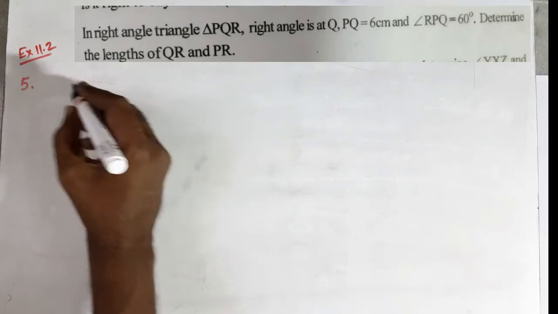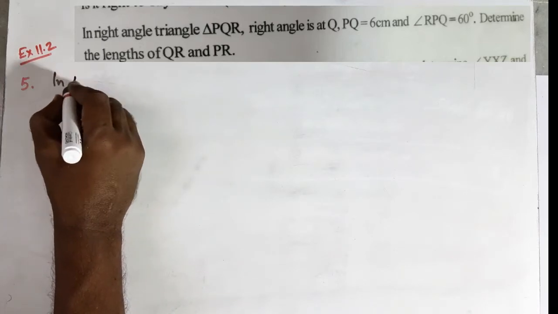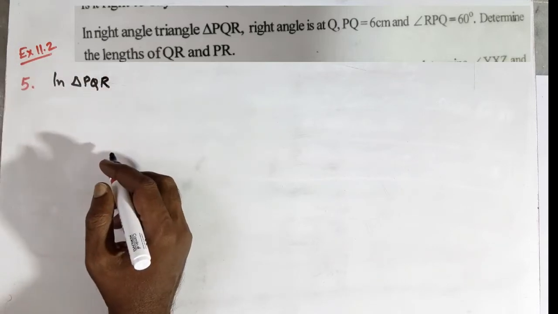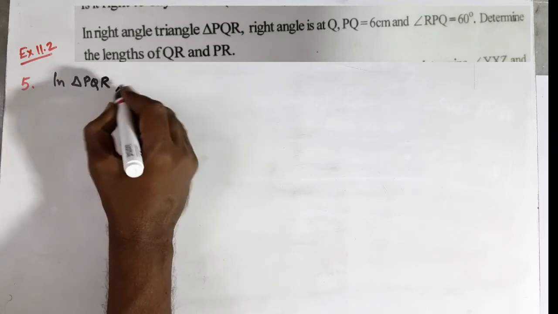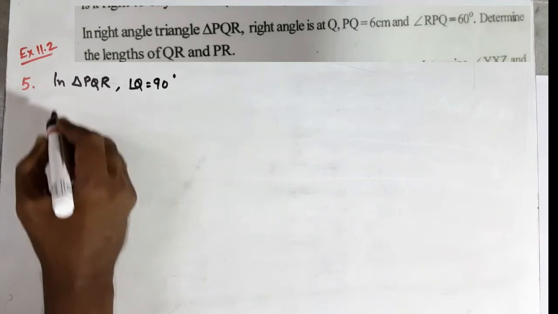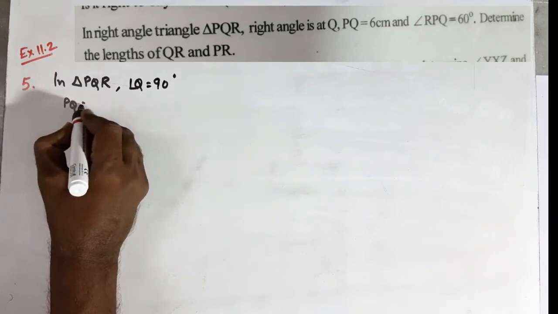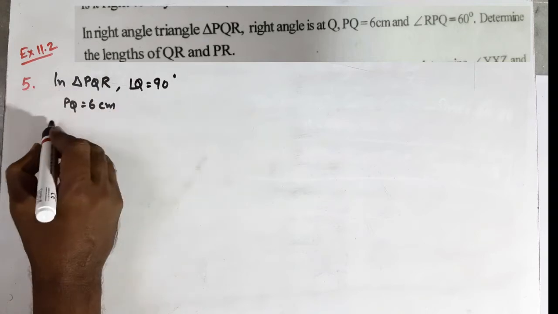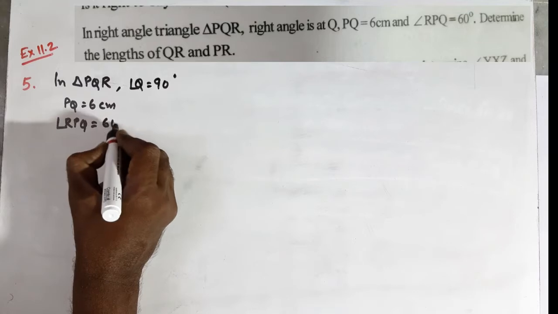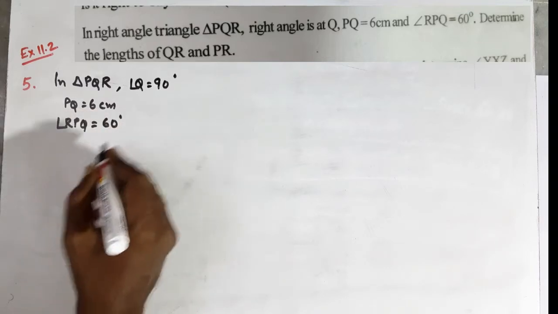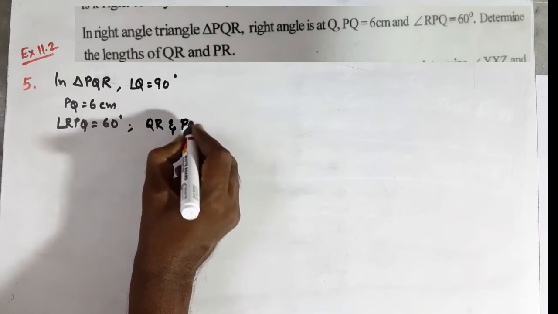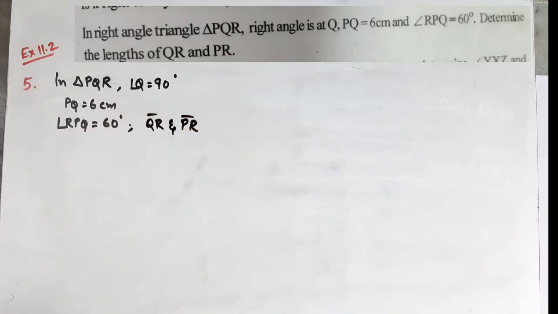So here, given in triangle PQR, right angle is at Q. Angle Q is equal to 90 degrees. The length PQ is equal to 6 centimeters. Angle RPQ is equal to 60 degrees. So what we have to find? We have to find the lengths QR and PR. These two lengths we have to find.